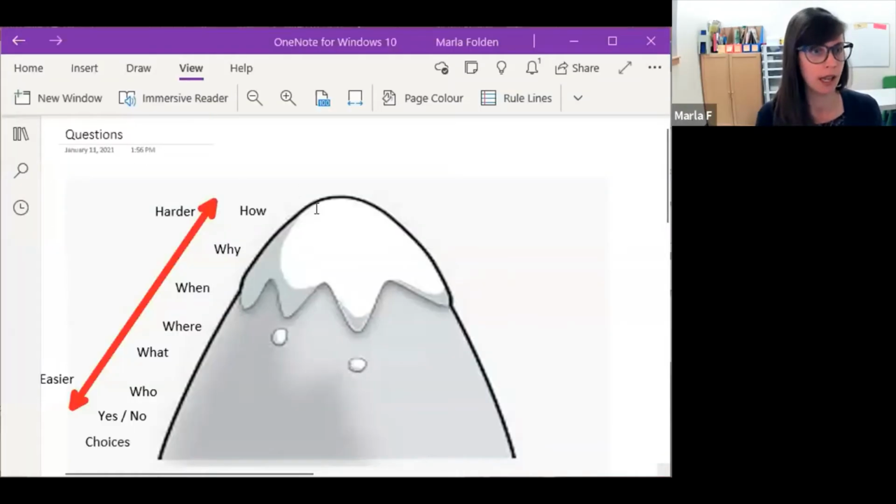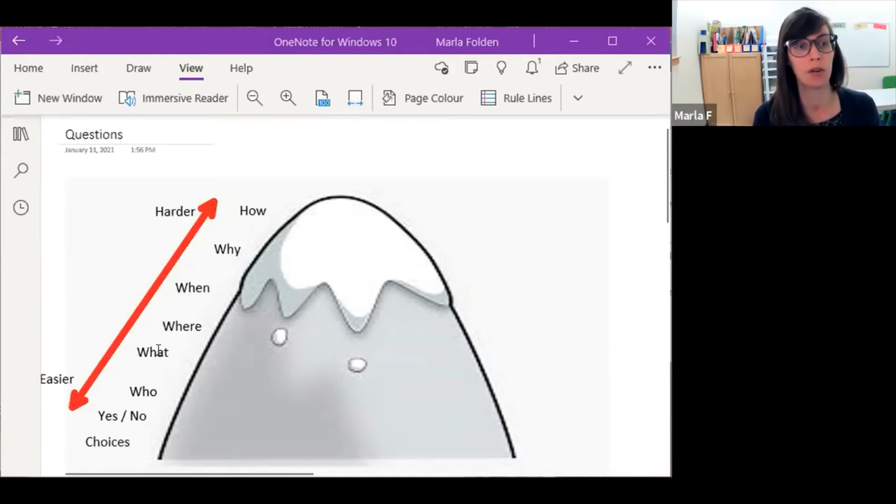So first thing is, questions are not all rated equally. You see this little mountain. A lot of early childhood intervention programs use this kind of mountain to illustrate how some questions are easier than others. Down here on the bottom, in the easiest section, are choices. So that's the do you want blue or gray choices. And then we move ahead to yes and no. Do you like blue? Yes or no, those kind of things. Then we move up a little bit harder, and this is the first of the WH questions, the who questions. And those would be around familiar people and characters, that kind of thing.